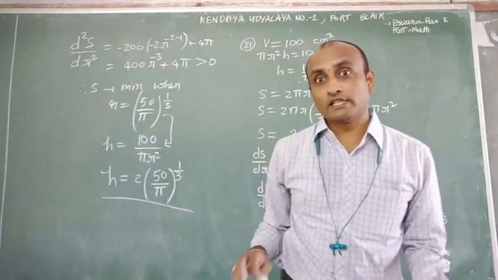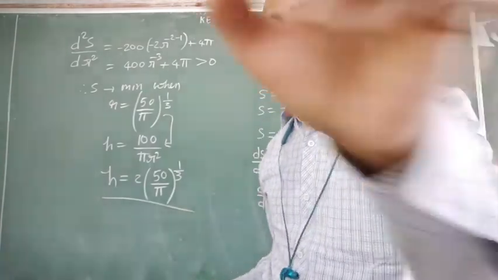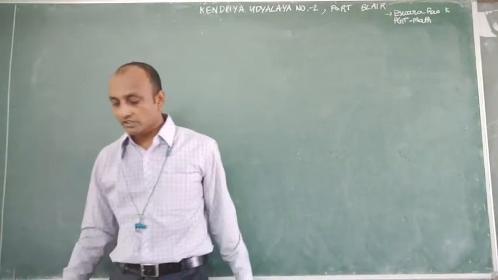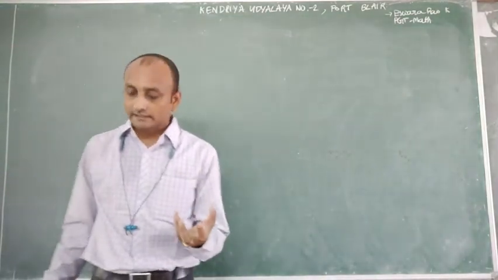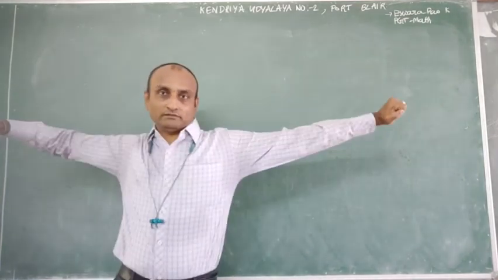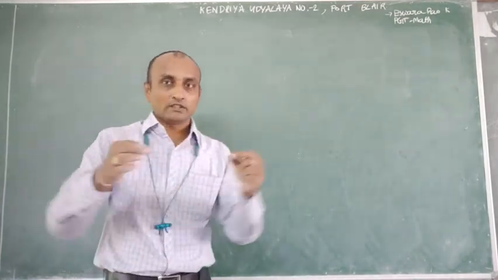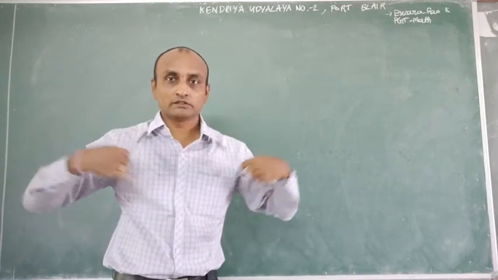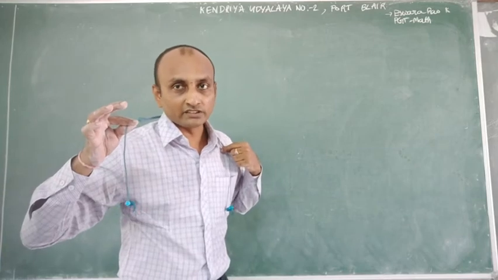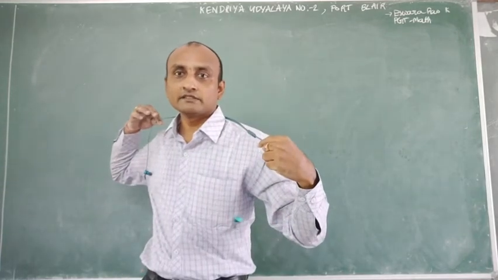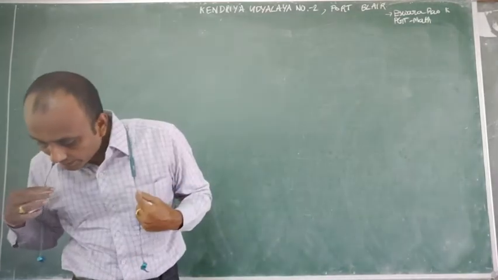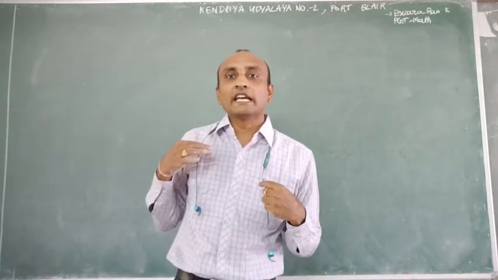The next question is a very important model, which was given many times in the exams. Look at question number 22. A wire of length 28 meter is divided into two pieces. There is a wire which is cut into two pieces. One piece is converted into a circle, and the other piece into a square. So prove that the combined area is minimum. Find the length of each piece.